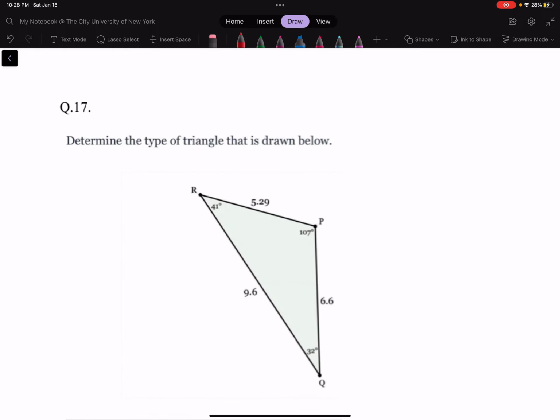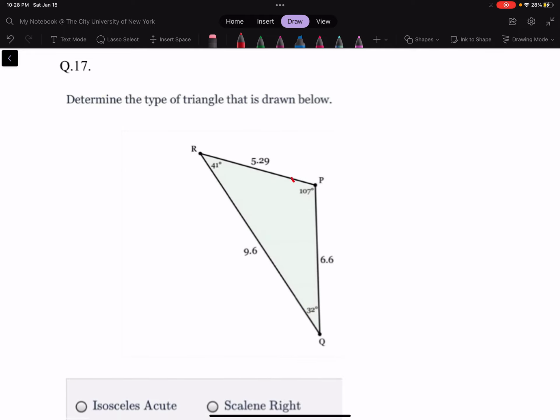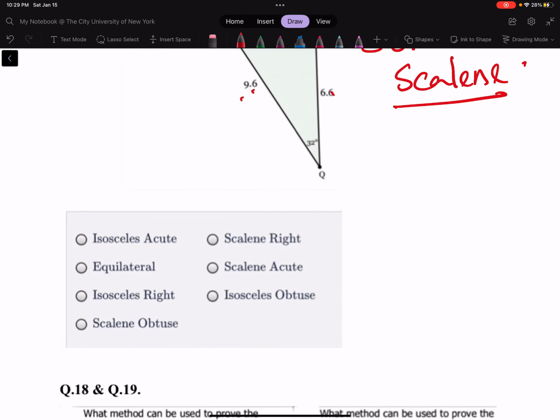And now determine the type of triangle that is drawn below. Okay, so what do you see? There is an obtuse angle, and none of the sides are congruent. So you say obtuse scalene. And since it's a multiple choice question, you see acute scalene, acute isosceles, obtuse scalene. So obviously this is the choice.